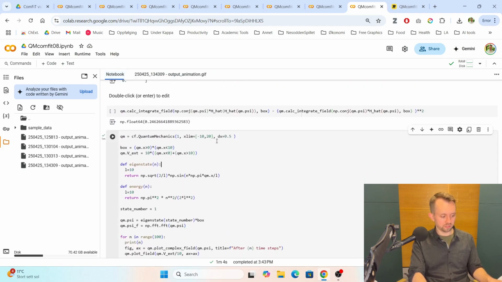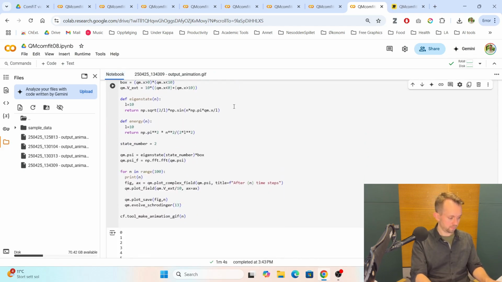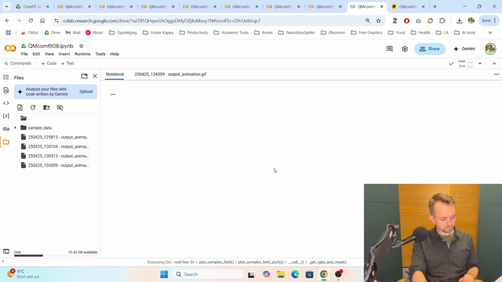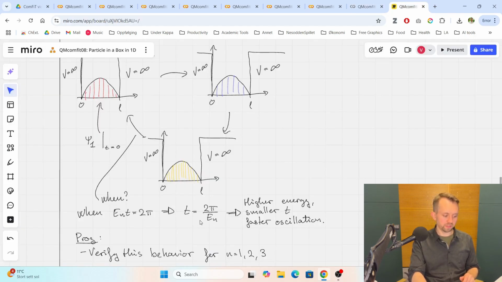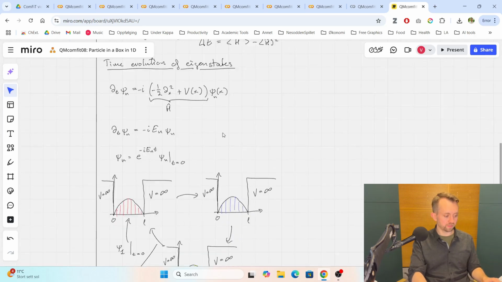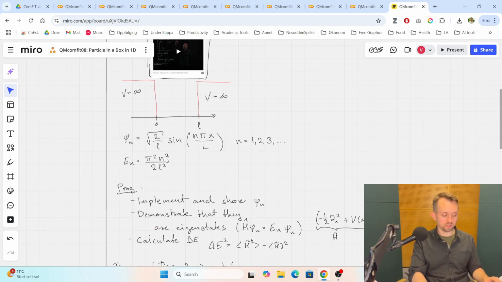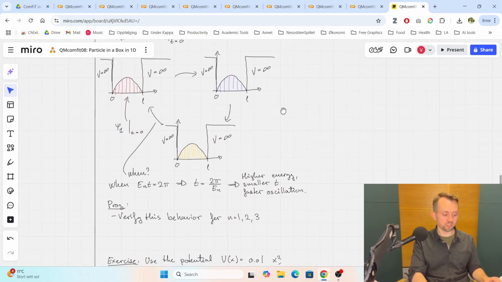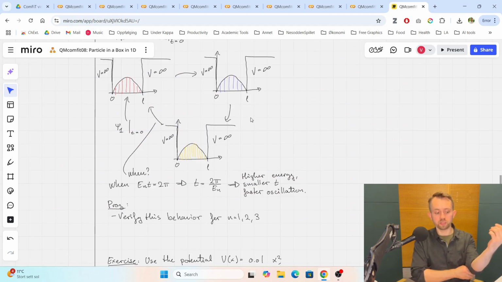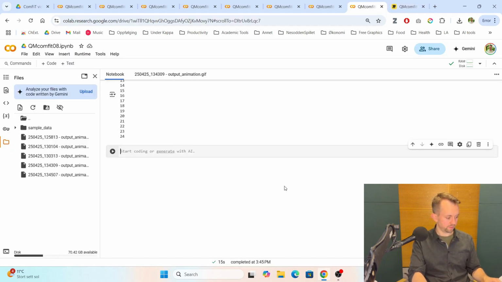Let's also make a simulation for the second state. And we don't need to run that as long. We only need to run it for a quarter of the time, actually. So let's just do that. And the reason, of course, is that the time it takes for it to go through this whole oscillation is 2 pi divided by the energy. And the energy scales as the state number squared, which means that if you take the second energy level, then the energy is 4 times as large, and so it takes only a quarter time to get back to its original state.